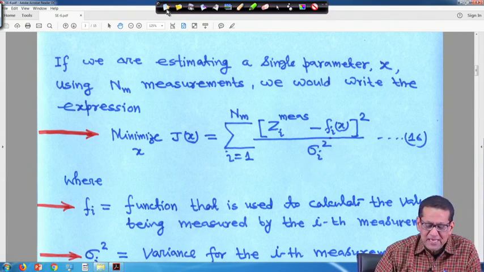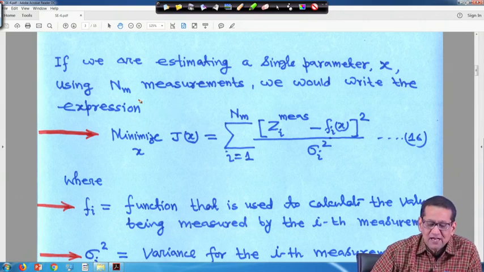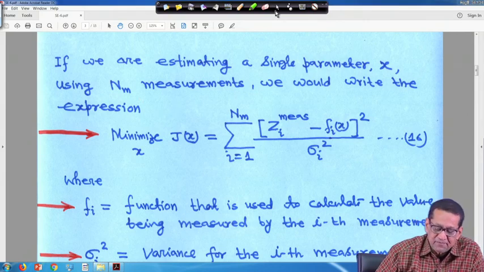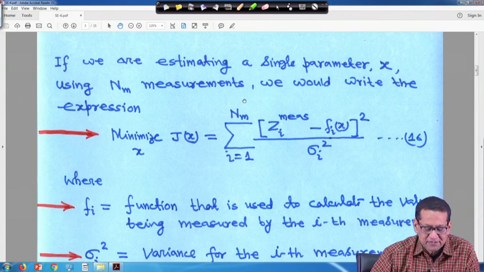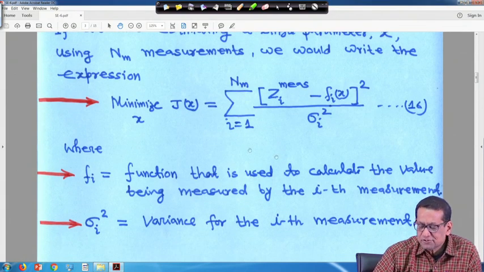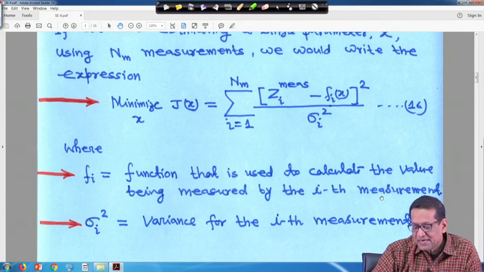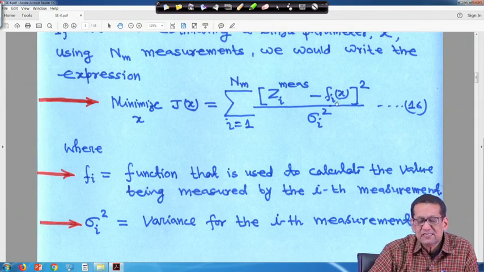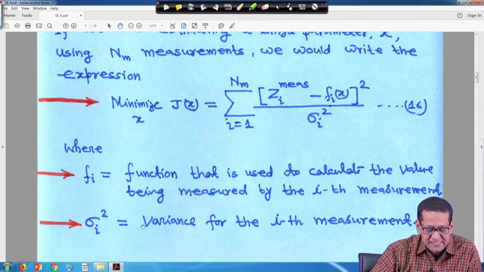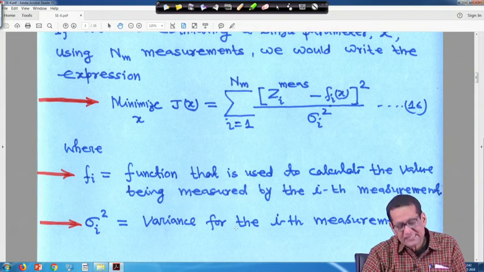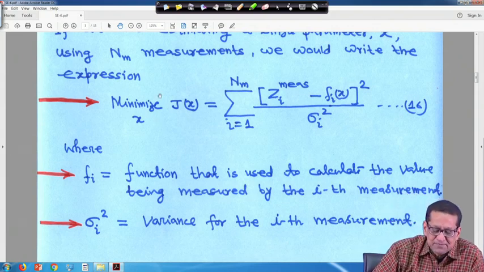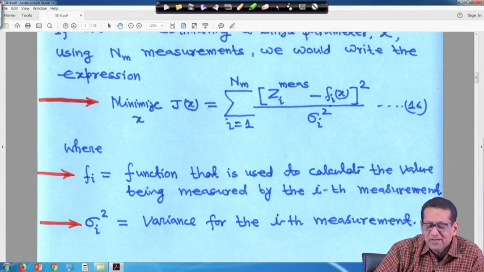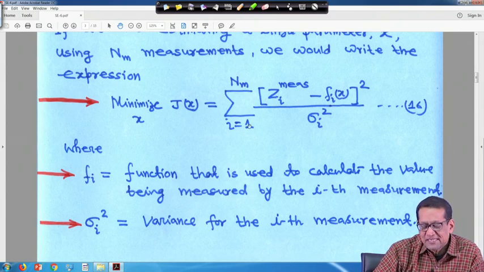Now, f_i is the function that is used to calculate the value being measured by the ith measurement, and sigma_i square is the variance for the ith measurement. We will see what f_i is. So, this function you have to minimize. This way we have taken it, and you have nm number of measurements.